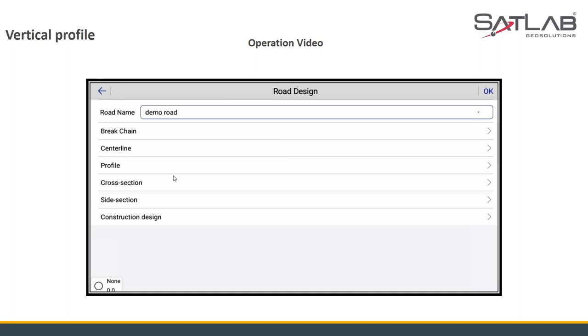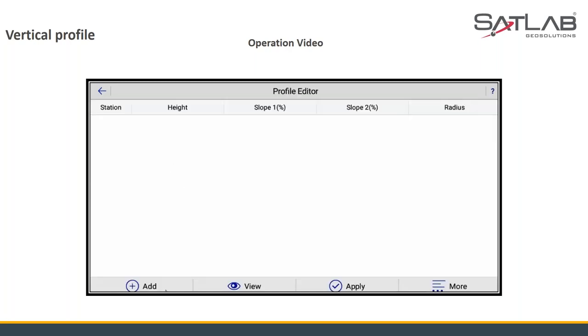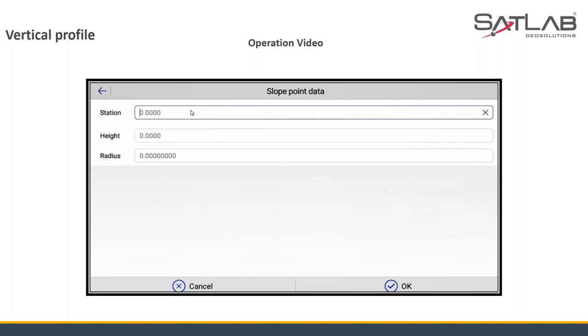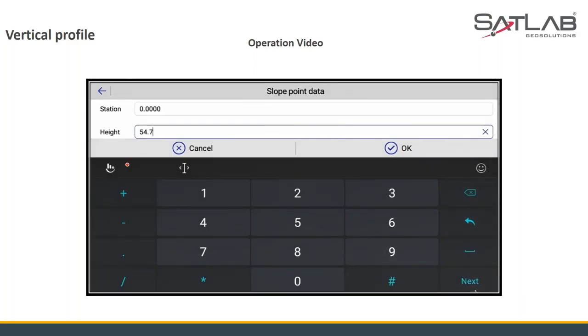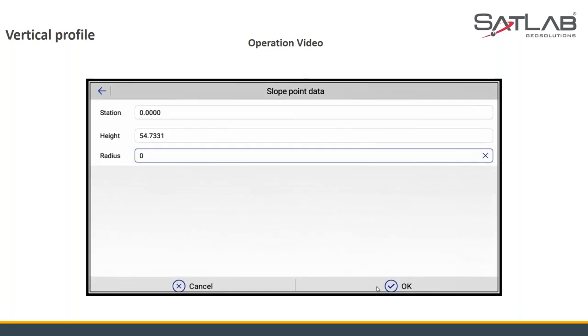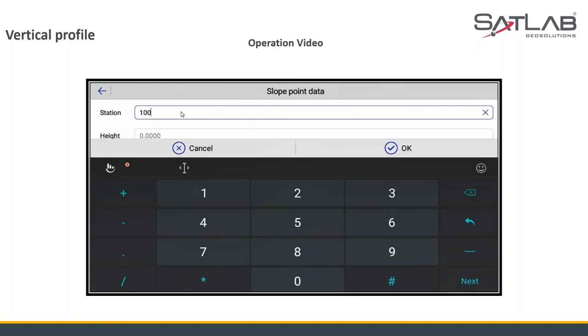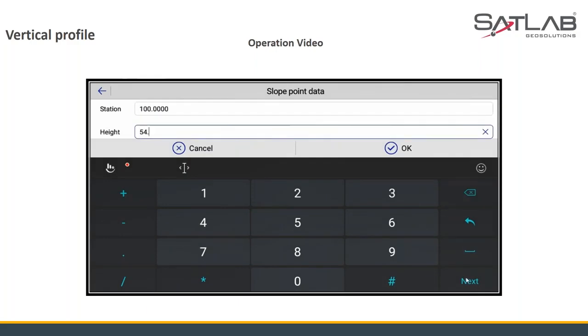So in this vertical profile, we have to give a proper station where we are going for the sag or the crest. Say, for example, the station right now is 0. We can give it the proper station, the proper point, and the height is, say, 54.7331. The radius would obviously be zero because it's the first point. It's how the sag started.